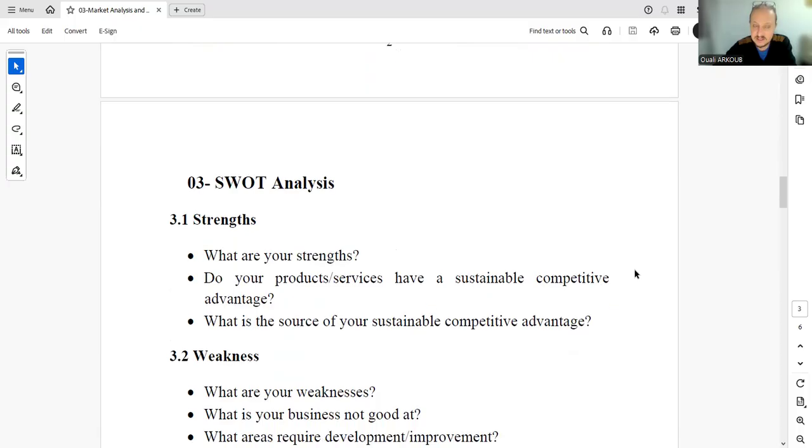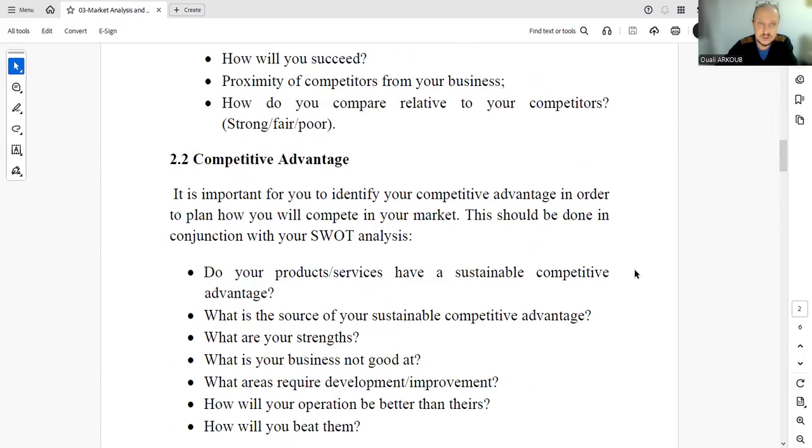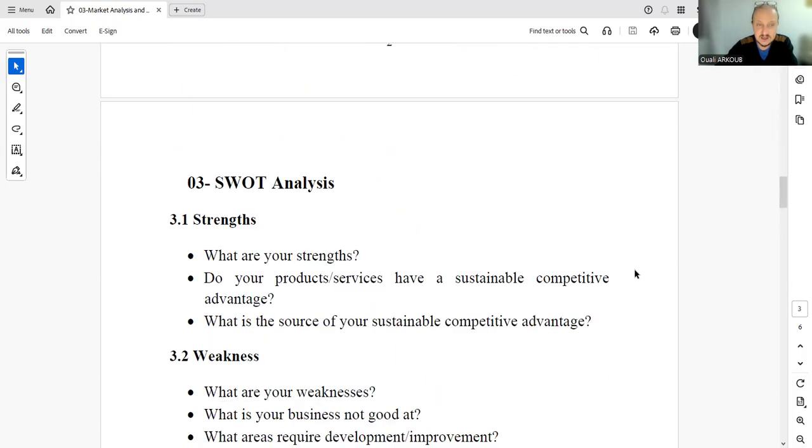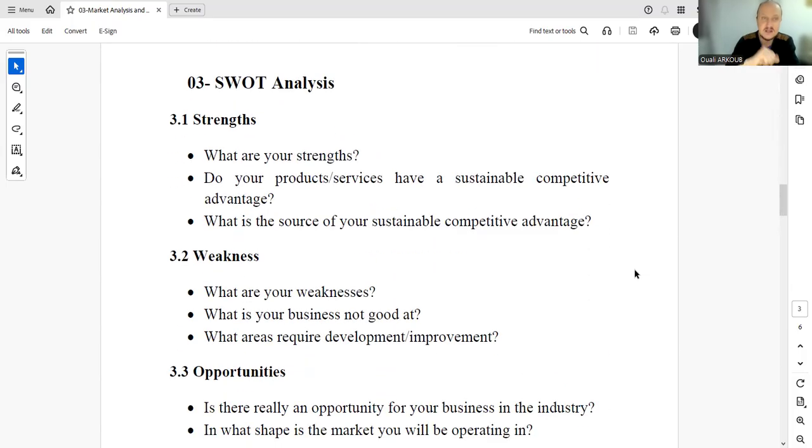After you have the SWOT analysis, which is very important and is the complement of the second element, competitive advantage, we start with your strengths. What are your strengths? Do your products or services have a sustainable competitive advantage? Yes or no? And why? What is the source of your sustainable competitive advantage? The second component of SWOT analysis is weakness. What are your weaknesses? What is your business not good at? What areas require development or improvement?